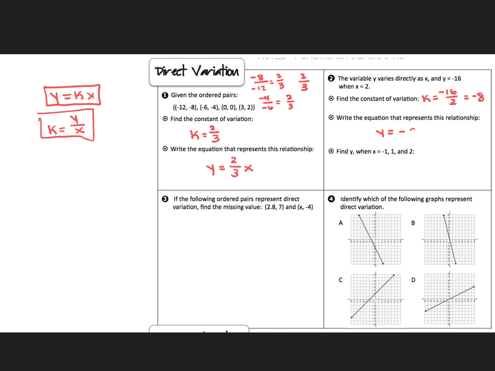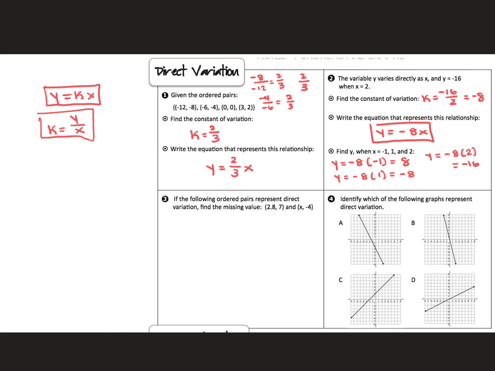So we have y is equal to -8x. Then the next part says find y when x is equal to -1, 1, and 2. So we have the equation y equals -8x. We're going to multiply it by -1 to get 8. We're going to multiply it by 1 to get -8. And then we're going to multiply it by 2 to get -16.